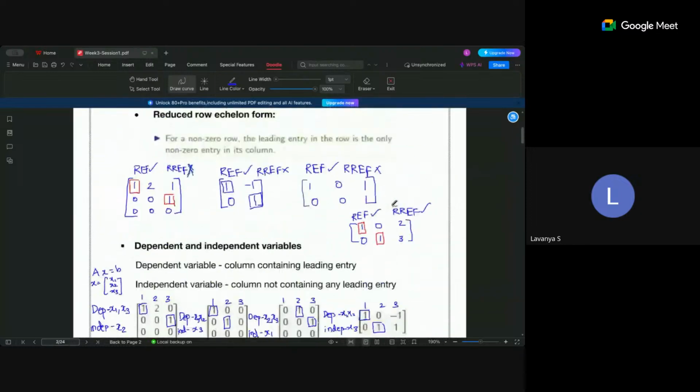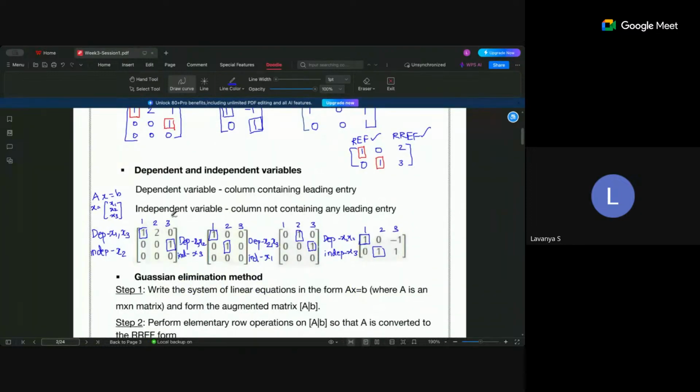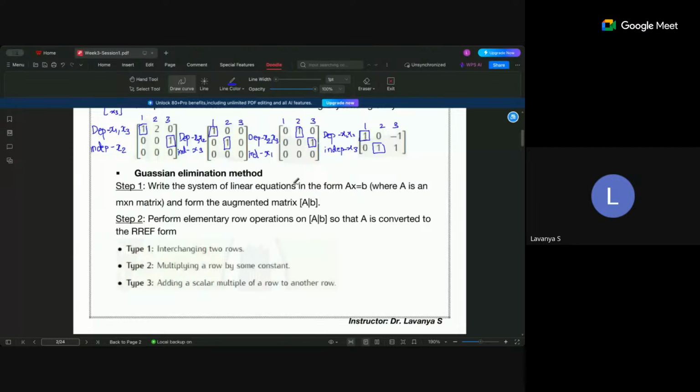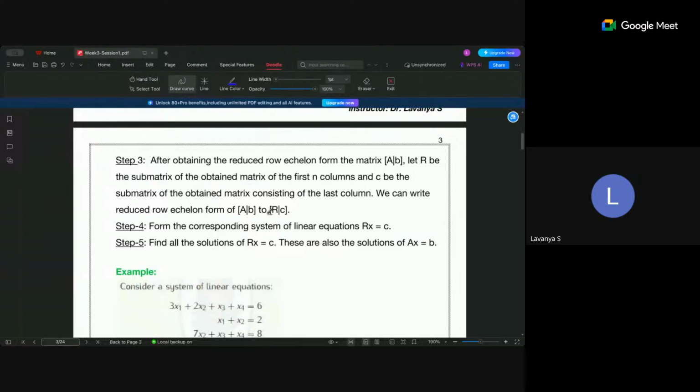Because it is an upper triangular matrix, and all the other entries are 0, it is very easy to solve the system. The good thing is that solving this simpler system gives you the solution of the original system Ax = B. So the steps for Gaussian elimination are: find the augmented matrix, reduce it to RREF form, call the RREF matrix [R|C], and find the solution of the system Rx = C. That gives you the solution of the original system Ax = B.